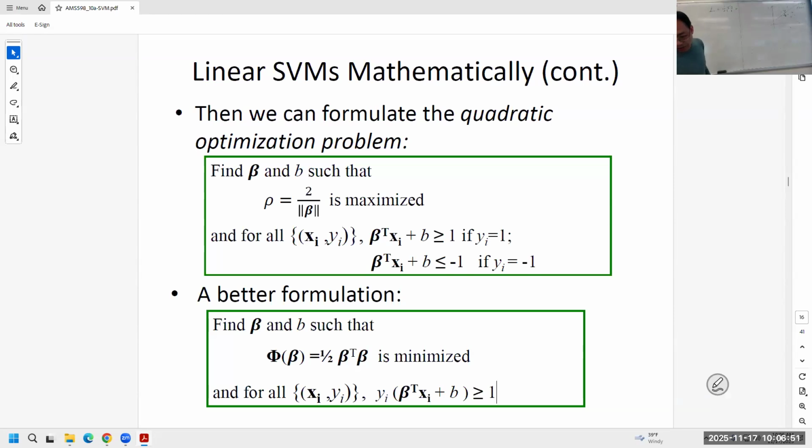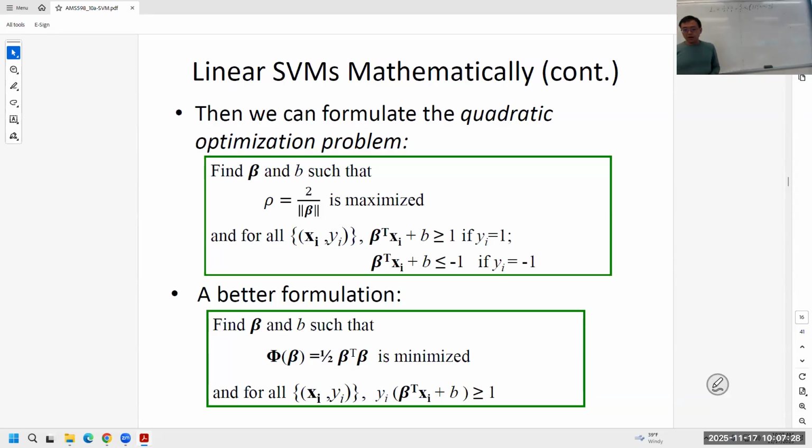So this is going to be minus the summation i from 1 to n, using alpha i to denote the Lagrangian multiplier for each inequality. So this is going to be equal to alpha i times yi times (beta transpose xi plus b) minus 1. This guy.